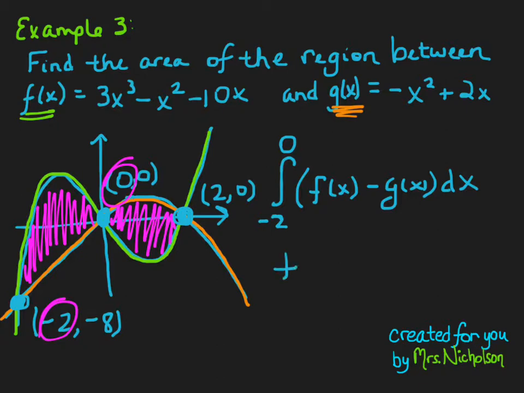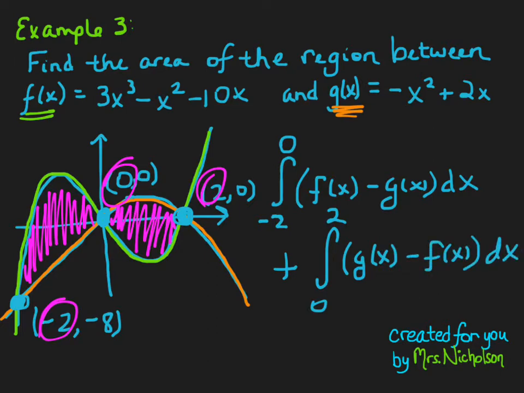And then we want to add to that plus, and for the second region, I'm going to integrate, this time starting at 0 and stopping at +2, +2 being the x-coordinate of our last intersection point. But this time when I do top minus bottom, it's the g of x function that's on top, and the f of x function is on the bottom. And so the sum of these two integrals is going to give us the sum of the two regions.